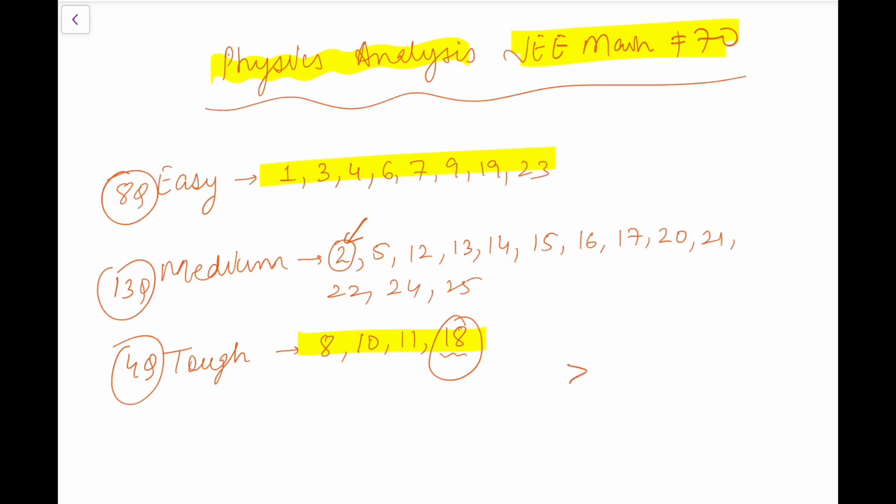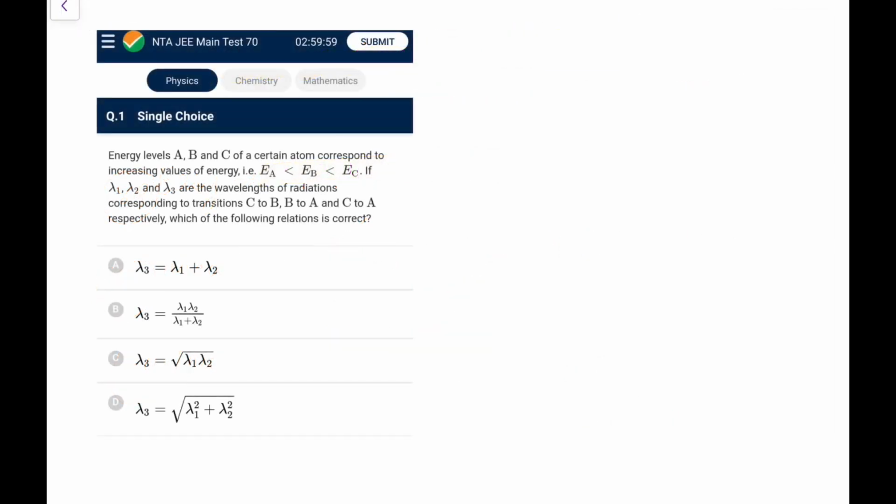For a good student who feels that physics is somewhat better for him, he should get 55 plus, 60 plus here, and for a very good student aspiring for Advanced, 85 or 80 plus must be the score for him in this paper. Let's begin the paper.